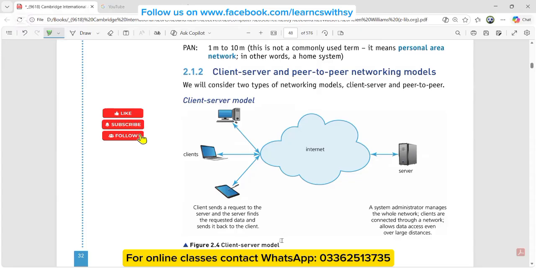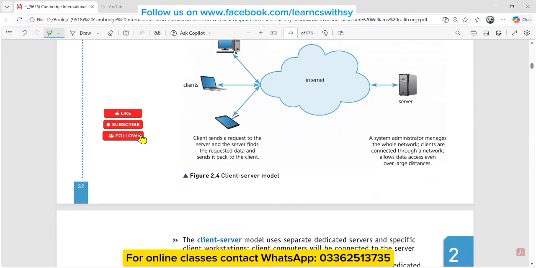Now, what is the server doing? A system administrator is managing the whole network. Clients are connected through a network, which allows data access even over long distances. Maybe I am in some other city and my account is in some other city, and I am able to access my bank information because I am a part of the client server model. So that is the minimum thing that you need to know.